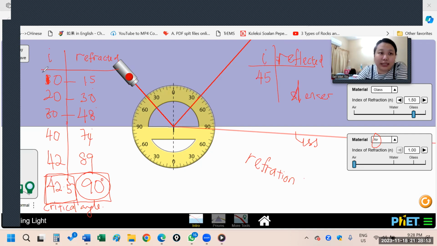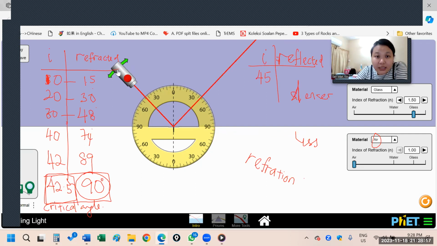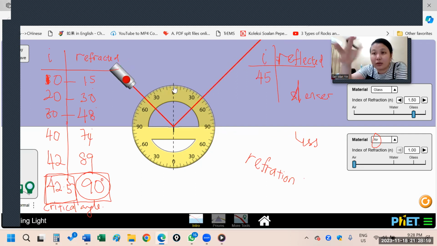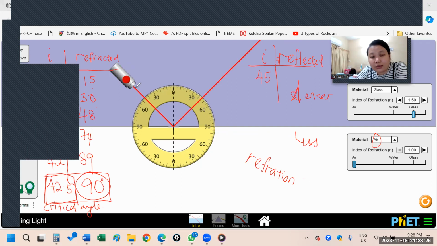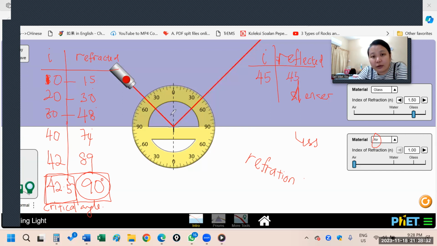Okay, so now let's see 45. See 45. No more refraction, but only reflection. So when this is 45, the reflected angle is also 45.